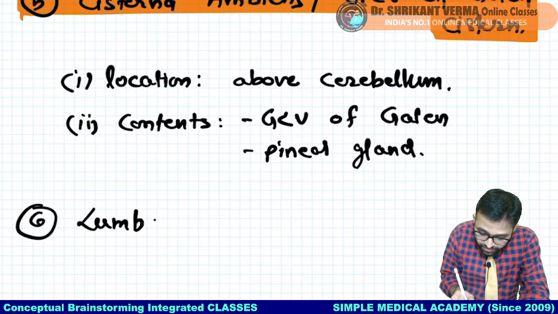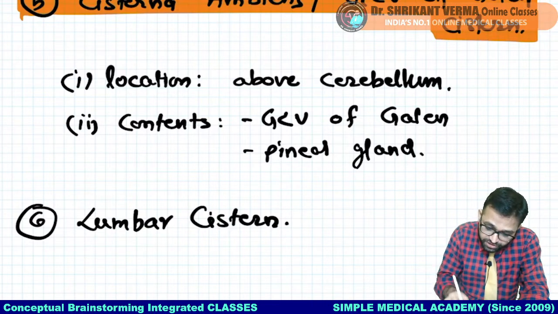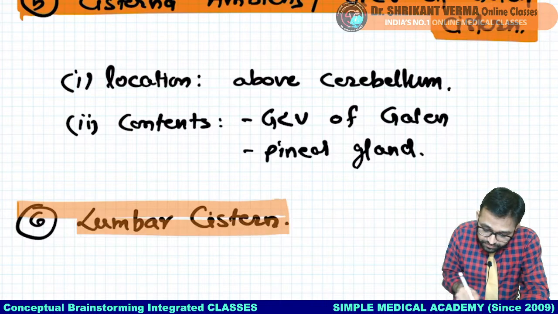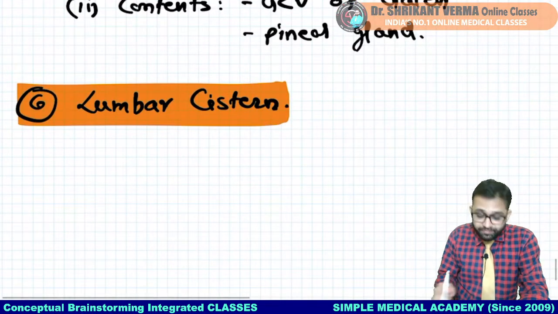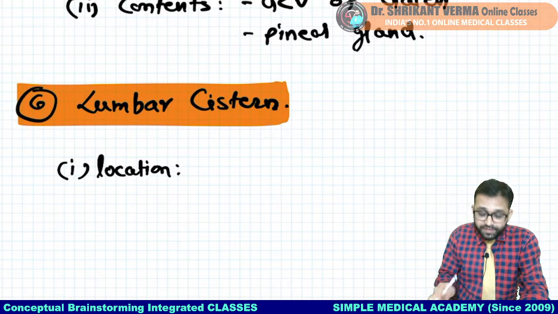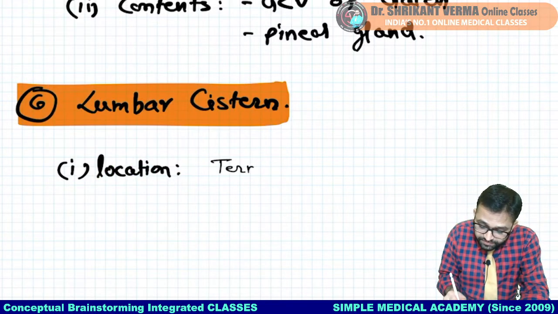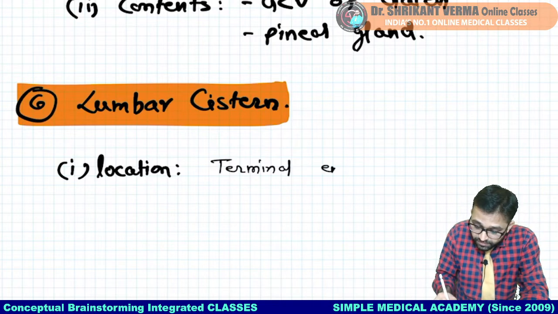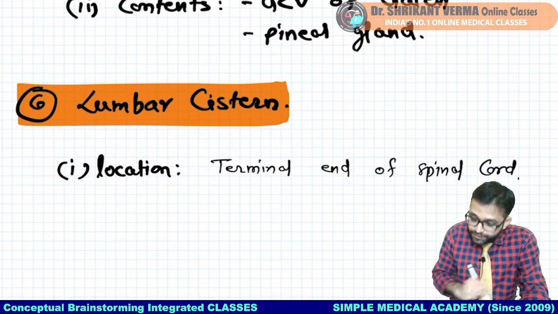Very important again, because it is the site for the lumbar puncture. So this is our lumbar cistern. Fine. What you can remember? First point, we are talking about the location. Okay. So what you will say, that it is located at the terminal end of what? Of the spinal cord.